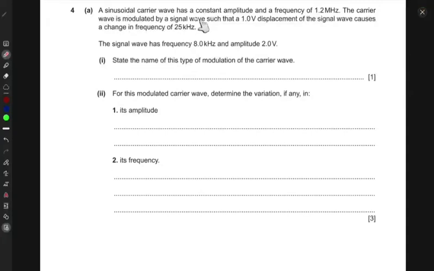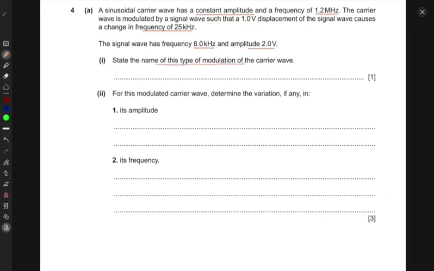A sinusoidal carrier wave has a constant amplitude and the frequency of 1.2 megahertz. The carrier wave is modulated by a signal wave such that 1 volt of displacement of the signal wave causes a change in frequency of 25 kilohertz. Now, the important point over here is this statement that it has a constant amplitude and a frequency of 1.2 megahertz. The signal wave has frequency 8 kilohertz and the amplitude of 2 volts.